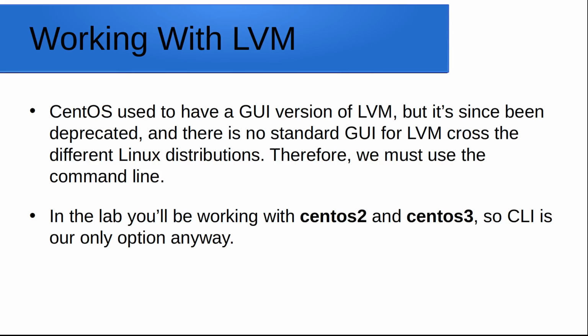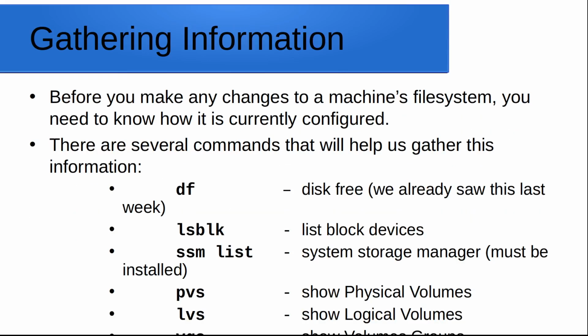Now when we're working with this in CentOS, which itself is deprecated, there used to be a graphical version and it's been deprecated. We're going to do it using the command line. And honestly, that's the way to learn how to do things, because that doesn't change a huge amount usually. And in this week's lab, you're going to be working with CentOS 2 and CentOS 3, so that's kind of all we got anyway, right? There's no GUI on those two.